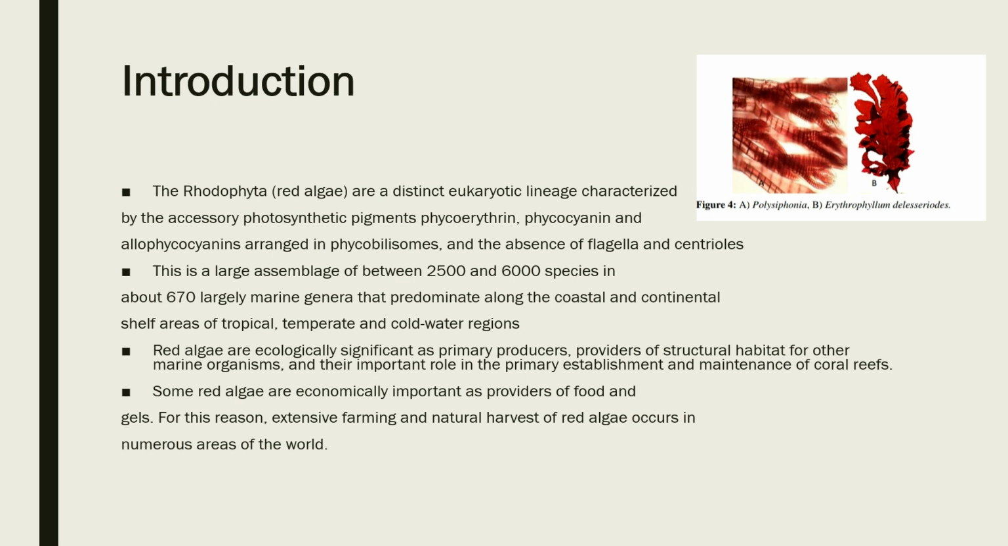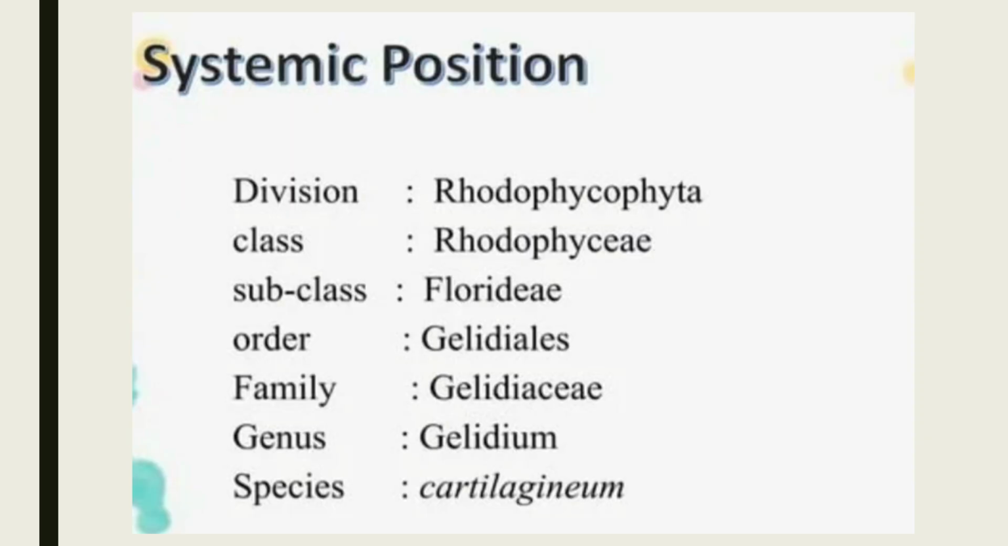These red algae are ecologically important as they are the primary producers in marine ecosystems, and they are food for fishes and other aquatic organisms. They also provide structural habitat for these organisms, and some of these red algae are economically important, which we are going to see in our next slide.